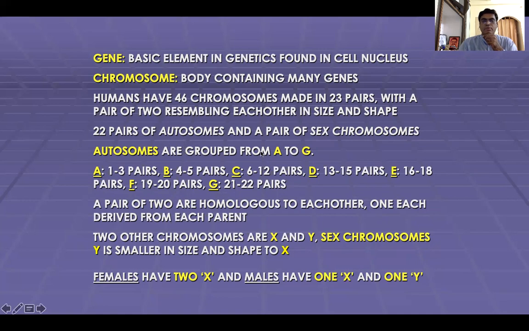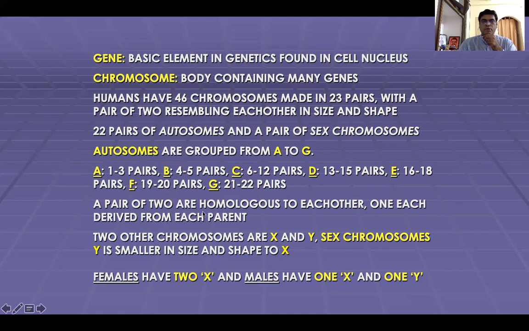Autosomes are grouped from A to G, and the A group will have 1, 2, 3 pairs, whereas B will have 4 and 5 pairs. C will have 6 to 12 pairs. D will have 13 to 15, and E 16 to 18 pairs, whereas F will have 19 and 20, and G will have 21 and 22 pairs. You have to understand that autosomes are from 1 to 22 pairs, which are grouped from A to G.